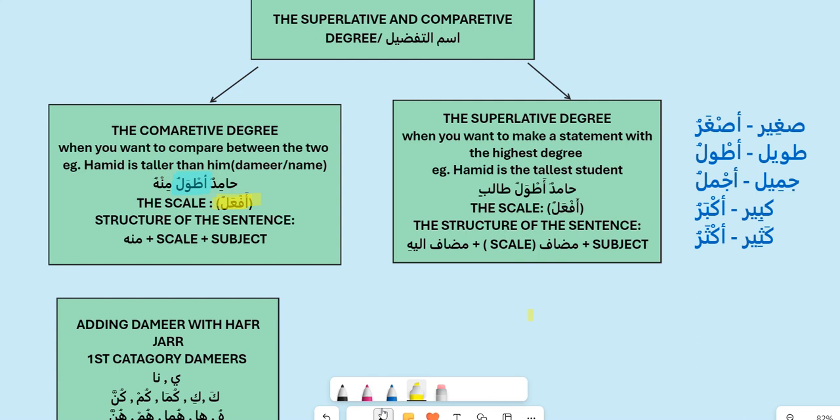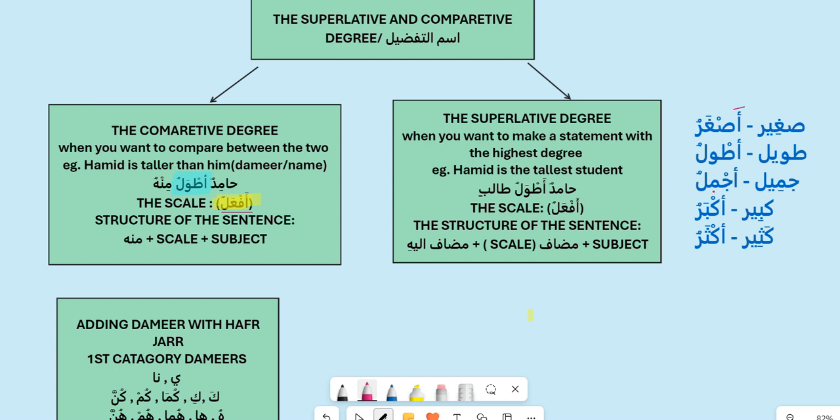Asgharu, and Sad is having a sukoon, just like Fa is having a sukoon. Next letter Ain is having a fatha. So here Ghain is having a fatha. Ra is having a dhamma. Why? Because Lam is having a dhamma. So it's following the scale of Af'alu. So from Saghir, Asgharu. Tawil, Atwalu. Jamil, ajmalu, Kabir, akbaru, and Kathir, aktharu.